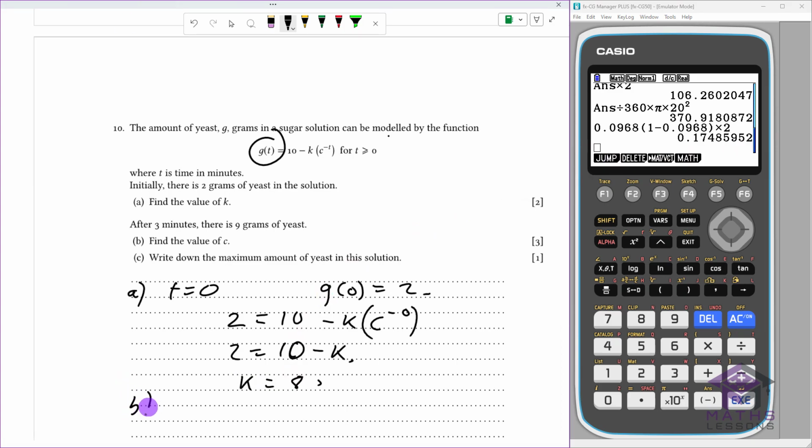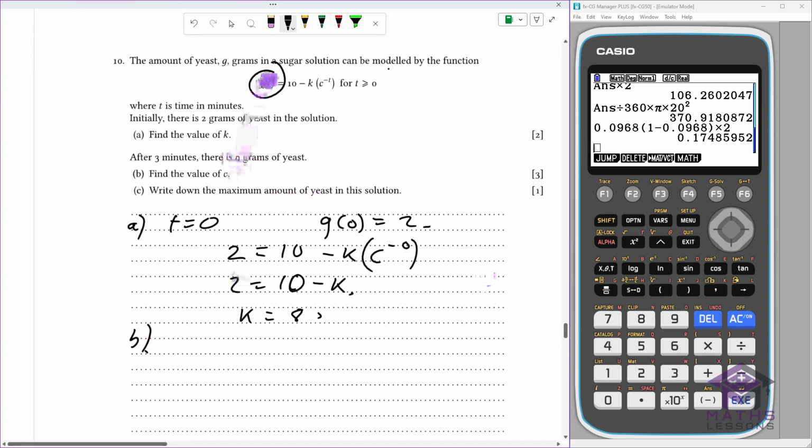Now moving on to B. After 3 minutes, there's 9 grams of yeast. So therefore, g of 3 is 9. That thing is going to be 9 equals 10 minus, we've got k, 8, c to the minus 3. And now what you can do is put this into your solve n.